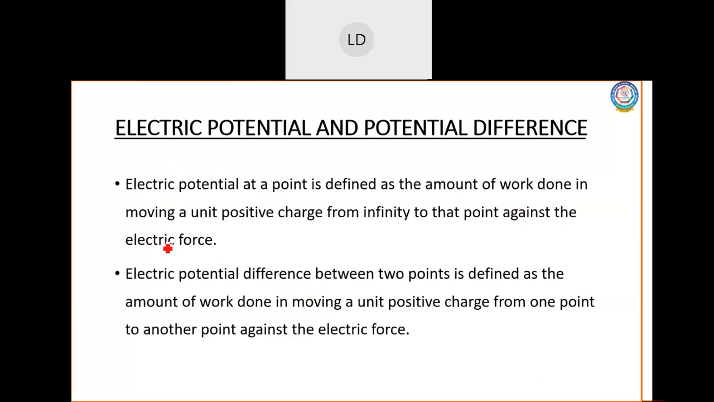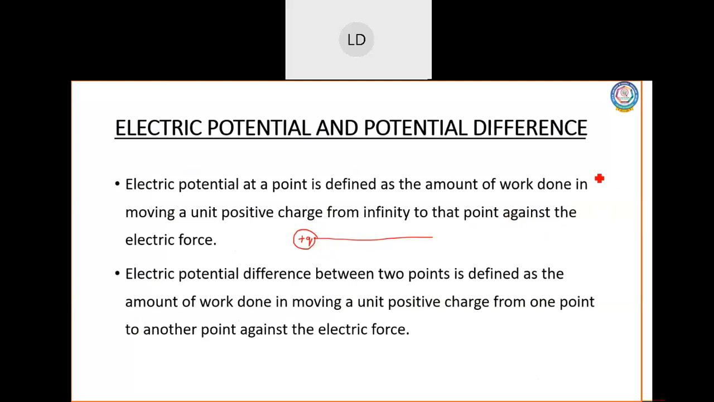To understand what is electric potential, let us consider a charge. Now I am going to consider a positive charge. Now this positive charge will produce an electric field surrounding it. Usually electric charges will produce an electric field around them. So there is an electric field existing around this positive charge, right?